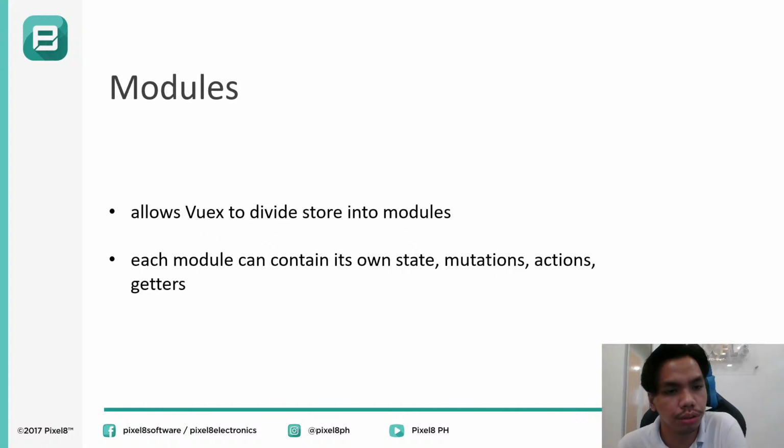Lastly, we have modules. Modules allow Vuex to divide your store into modules. Each module can contain its own state, mutations, actions, as well as getters. This is a useful feature of Vuex wherein you can divide your modules based on their functionalities, for example, login, or let's say account, or something like that. So that is one way of using modules to separate the states between certain groupings of systems.